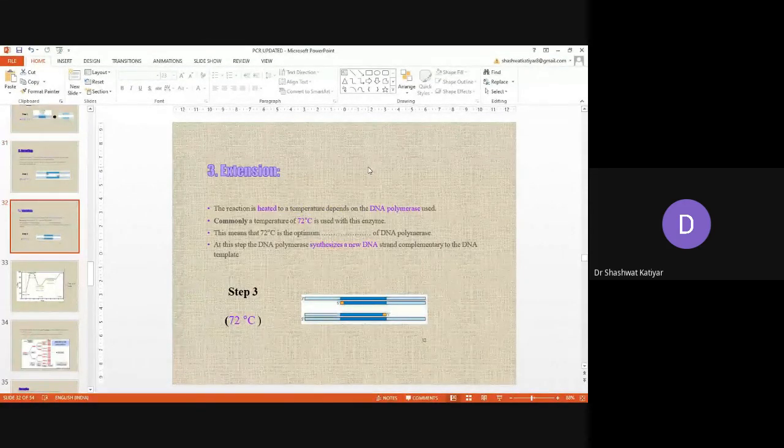Extension: the reaction is heated to a temperature depending upon the DNA polymerase used, commonly 72 degrees Celsius, by which the primer can be extended with the help of the DNA polymerase and some dNTPs. The dNTPs are used to make the phosphodiester bond between them, and the complementary DNA strand will extend. This means that 72 degrees Celsius is the optimum temperature of the DNA polymerase, and at this step the DNA polymerase synthesizes a new DNA strand complementary to the DNA template. So 72 degrees Celsius is for the extension of the primer, which extends the DNA chain.